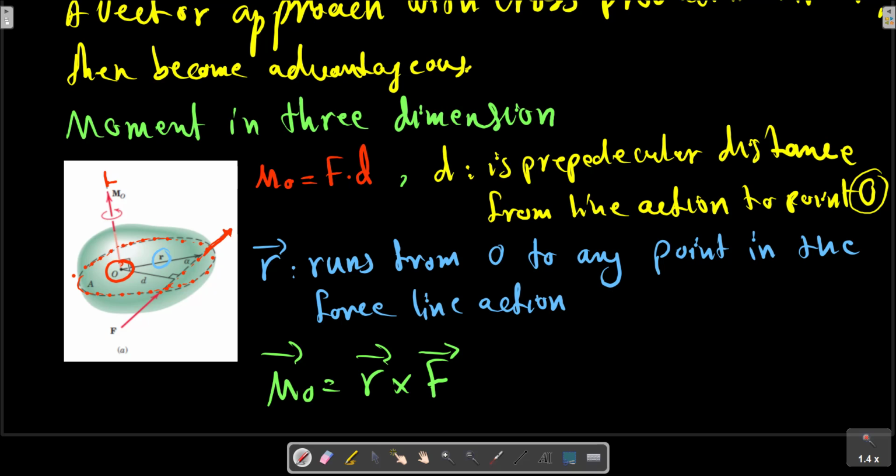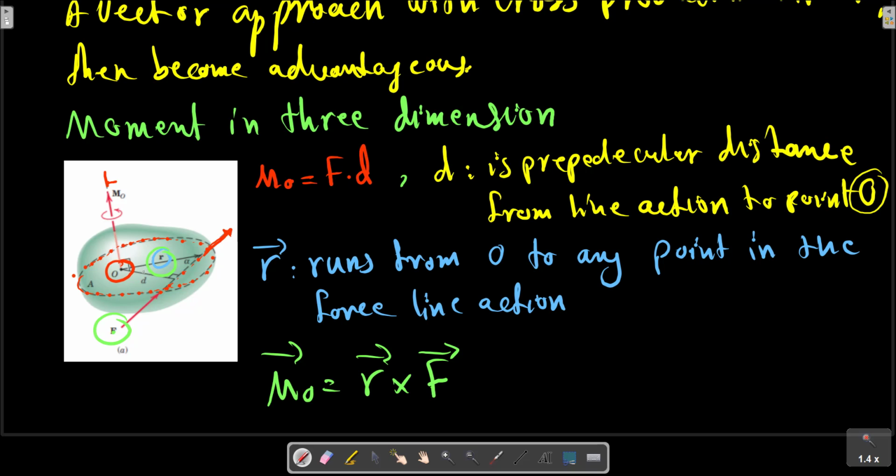The correct direction and sense of the moment are established by the right-hand rule described previously. Thus, with r and F as force vector emanating from O, the thumb points in the direction of MO when the fingers of the right hand curl in the direction of rotation from r to F through the angle alpha. Therefore, we may write the moment of F about the axis as this relation.